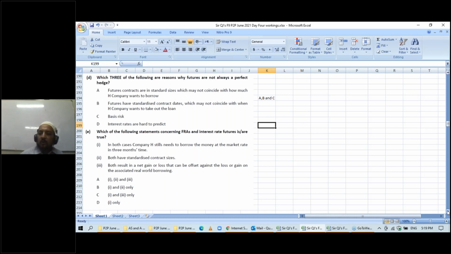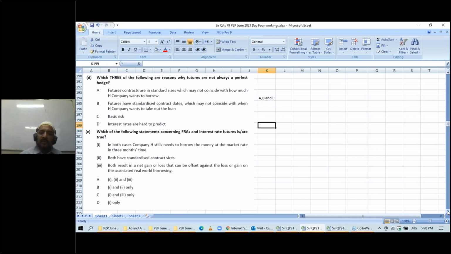So if you need a loan in future and you're exposed to interest rate increase, go to the bank and get the amount negotiated. It's not of a fixed size, so it depends on how much you are going to borrow. So it's not of a standard size, it is tailor made. That's why this does not apply to FRAs. So the second one is not true for both.